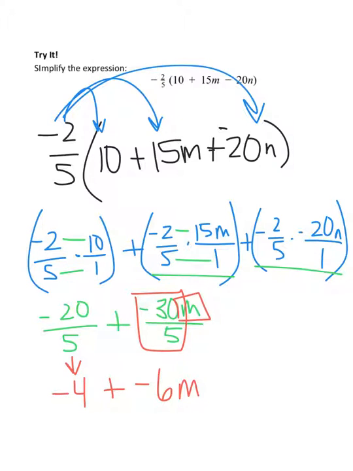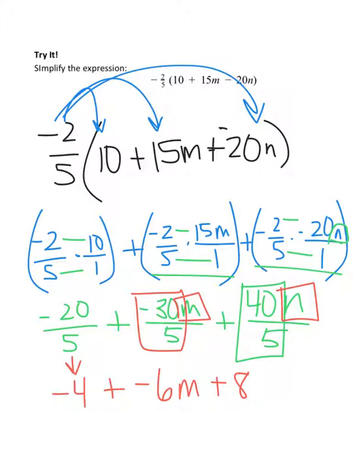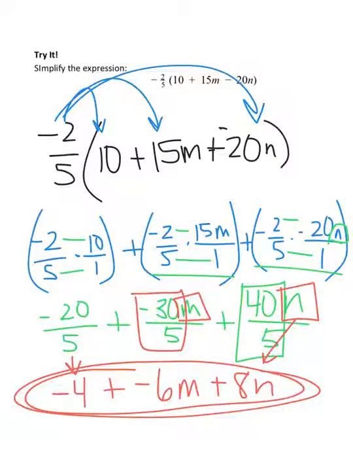Last set of terms, or last set of numbers, we have -2 times -20, which would be 40, and then the n comes along for the ride. 5 times 1 is 5. 40 divided by 5 is 8, and then the n stays beside the 8, so that when we figure out whatever m or n is equal to, we can substitute and solve.